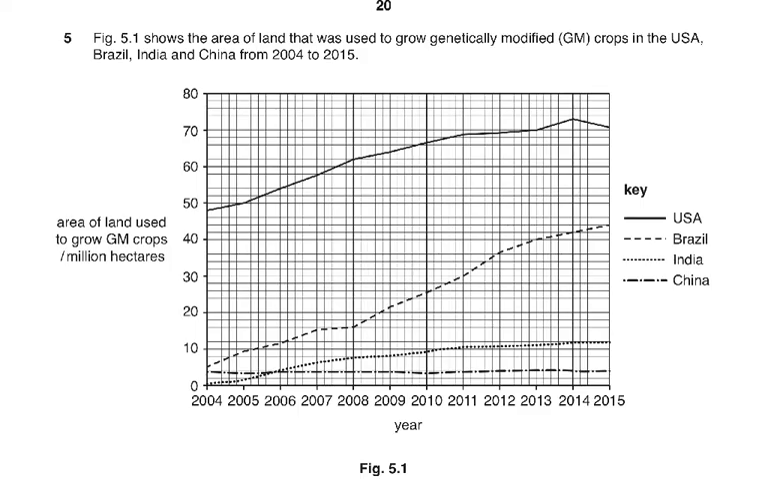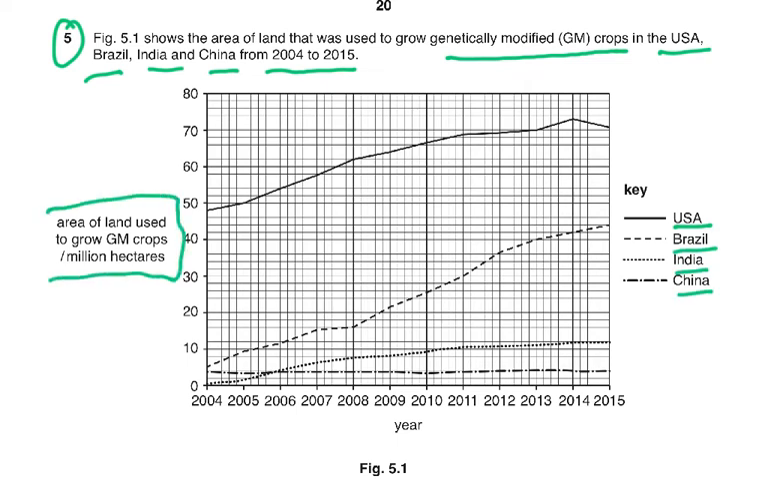Look at question 5. Question 5 is now about GM crops. Figure 5.1 shows the area of land that was used to grow genetically modified GM crops in the USA, Brazil, India, and China from 2004 to 2015. So this is for USA, this is for Brazil, this is for India, and this is for China. This is the area of land used to grow GM crops in million hectares, and this is the year.